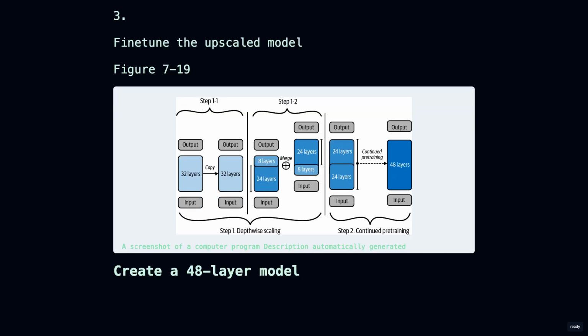This figure summarizes the depth-wise scaling idea in a concrete example. A 32-layer model is expanded to a 48-layer model by combining some layers and keeping others separate.